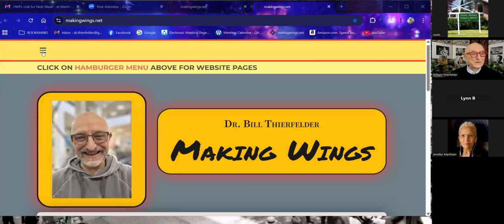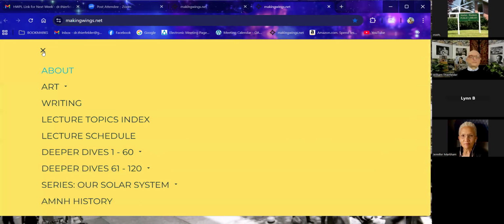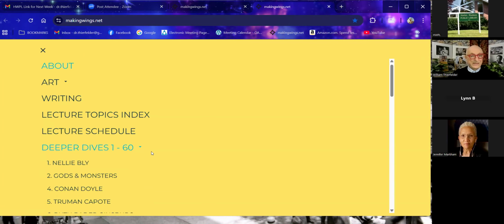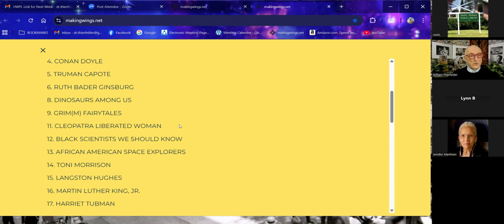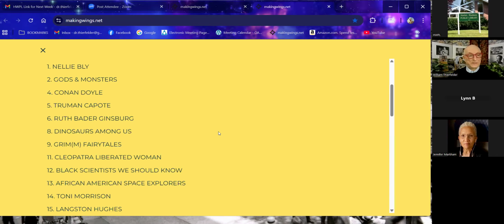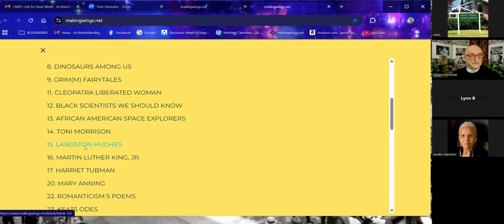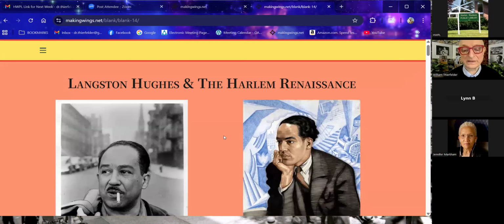But if you go to the hamburger menu in the upper left corner and click on that, you will see a drop down. Please feel free to visit any of these, including my upcoming lecture schedule. You'll see a bunch of deeper dives. And today it's number 15. So you're going to go to that first batch. You're going to click the downward arrow. And these are all programs that I have given or will be giving in the future. Today is number 15, Langston Hughes. So you click on that.